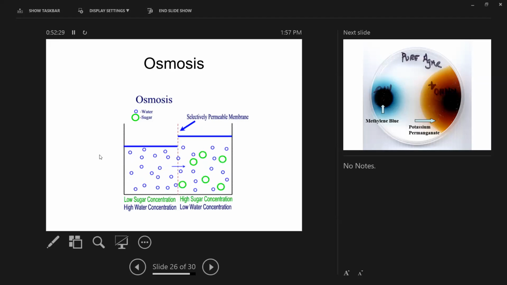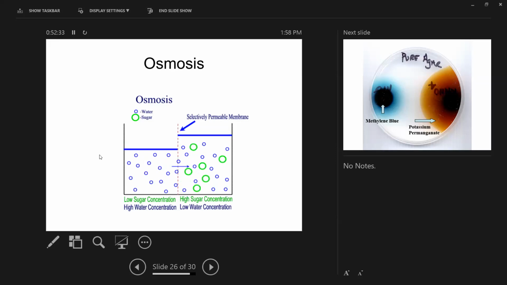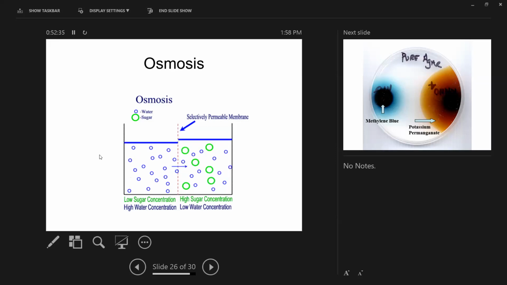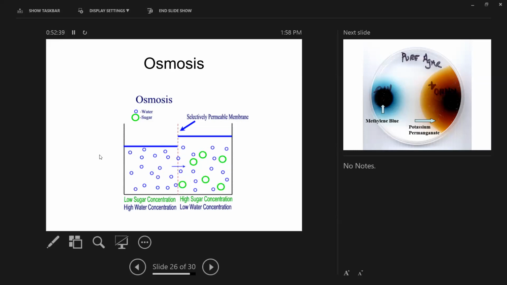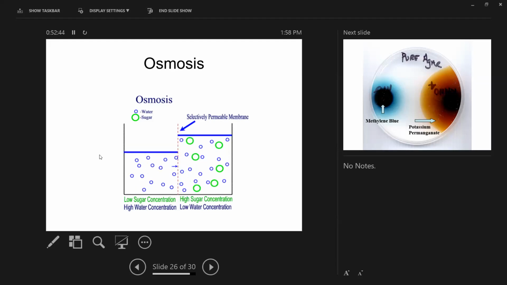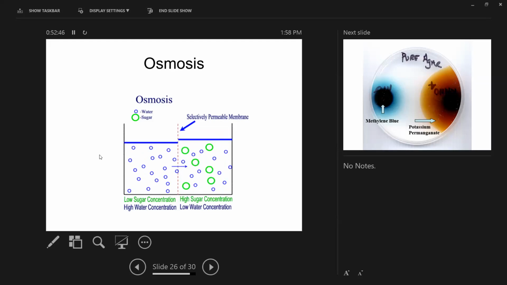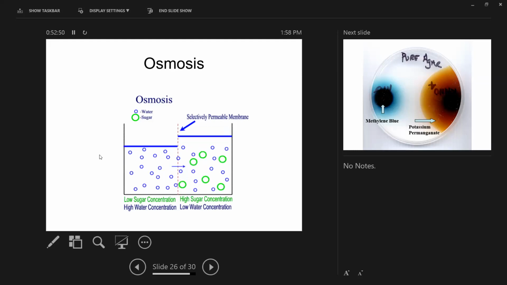If it's a 10% sugar solution, that means it's 90% water. If it's a 20% salt solution, it means it's 80% water. The solute concentration will always be given. And so if it's 90% sugar, it's 10% water. If it's 40% sugar, it's 60% water.